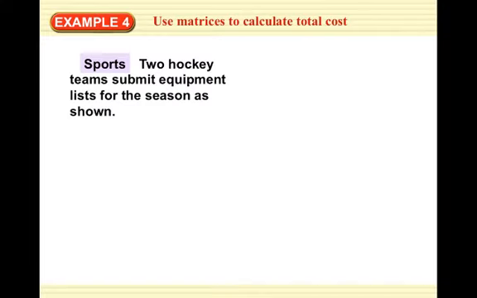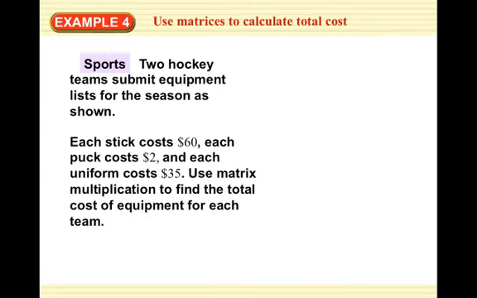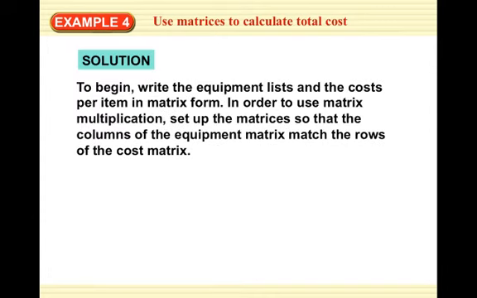This is going to be our last example for today, and then you'll be ready to do the problems to try on your own. Okay, so two hockey teams submit equipment lists for this season as shown. Each stick costs $60, each puck costs $2, and each uniform costs $35. Use matrix multiplication to find the total cost of equipment for each team.